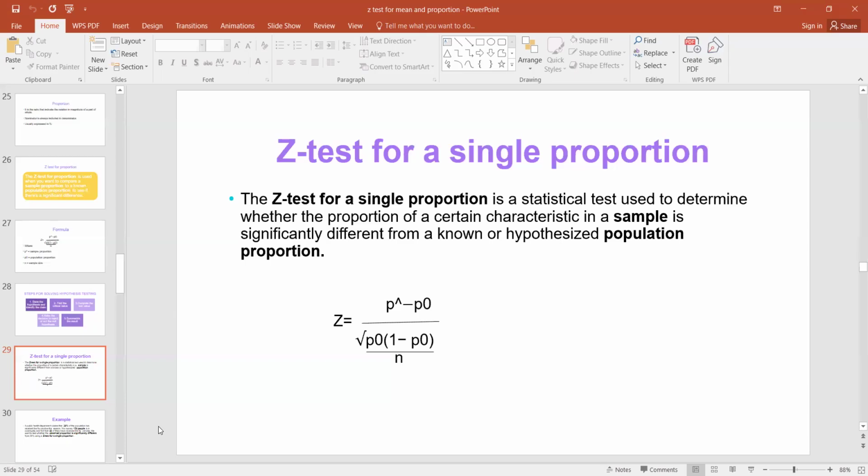Z-test for single proportion. The Z-test for single proportion is a statistical test used to determine whether the proportion of a certain characteristic in a sample is significantly different from the known or hypothesized population proportion. This is the formula. Z is equal to P hat minus P naught divided by the square root of P naught into 1 minus P naught divided by N.